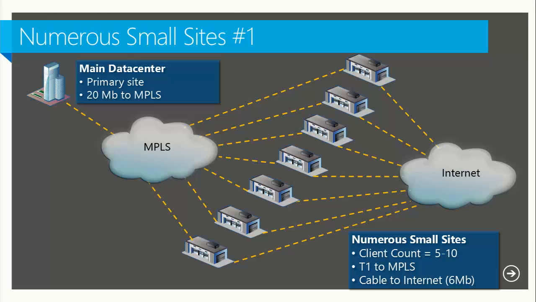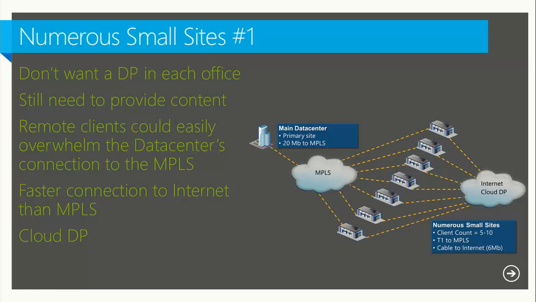So all of these connections here are T1 lines, but their connection to the internet is actually a lot faster. They get probably 6 meg or more up the internet. In this situation, what we would potentially do, if you did not want a distribution point in each location, is this: I don't want to have to manage a bunch of DPs at all these little 20 to 50, 100 small locations. I want to be able to manage one cloud DP instead.